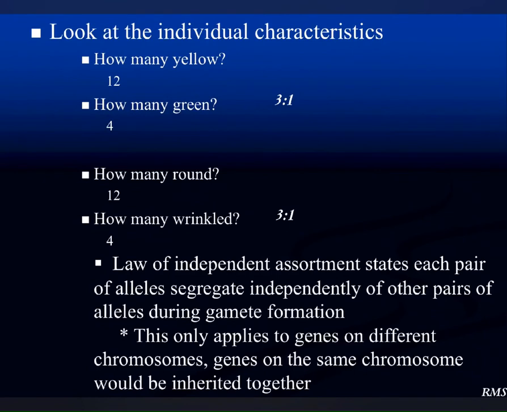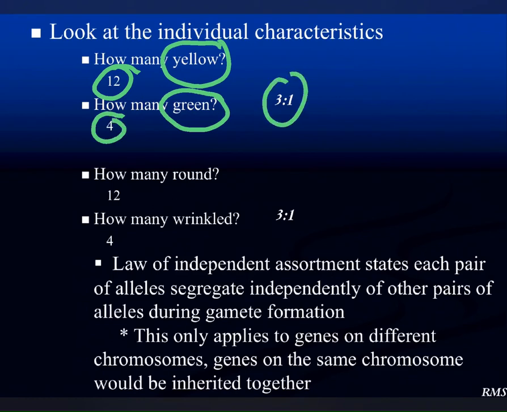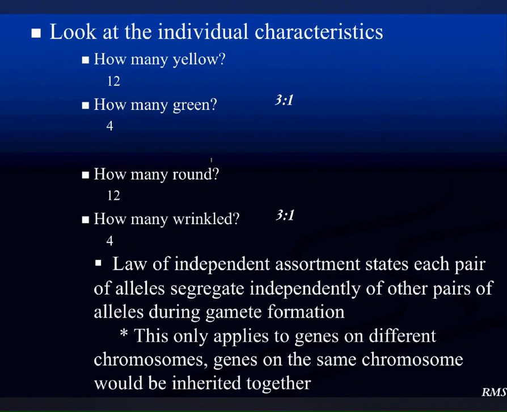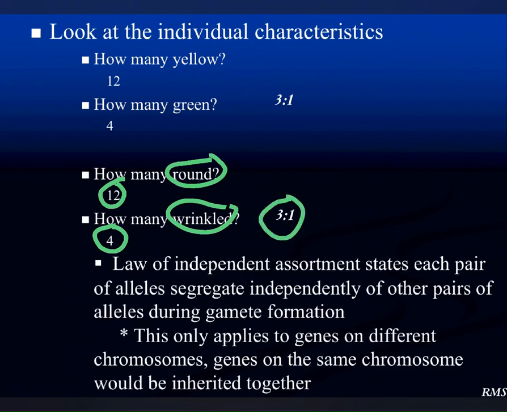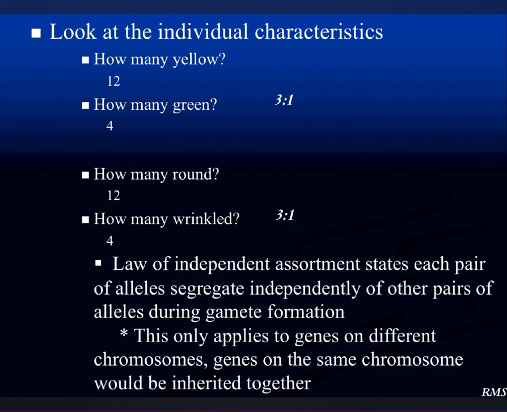If you go back to that chart that I just showed you on the previous slide and look at just yellow, how many of them are yellow? You'll count there's 12. How many of them are green? You'll count that there's 4. Well, 12 to 4, that's a 3:1 ratio. And then if you go back at that chart and look and count how many of those seeds were round, there were 12. How many were wrinkled? There were 4. That's another 3:1 ratio. So even though he was looking at two traits together, yellow round, yellow wrinkled, green wrinkled, if you look at them individually, they still come out to those 3:1 ratios.